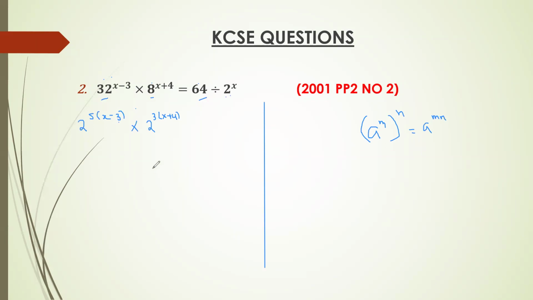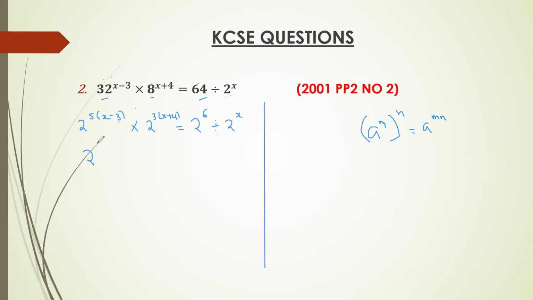Sawa. Tuendelee. So equal to 64. So kama ni 2 power 5 itakuwa 2, obviously, times 2, 32 times 2 itakuwa 64. So ni 2 power 6. Divide by 2 power x. Kumbuka kuna times hapa. Kama kuna times, then the bases are the same, you add them, right? But first, let's open up this one.